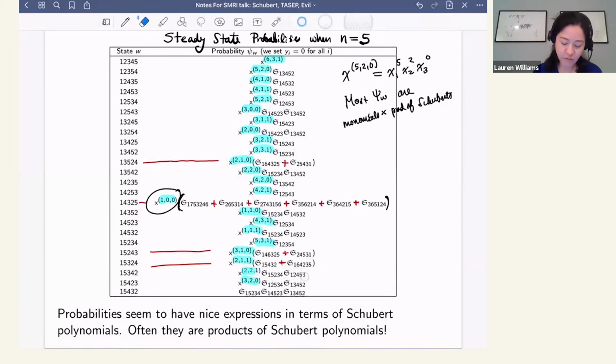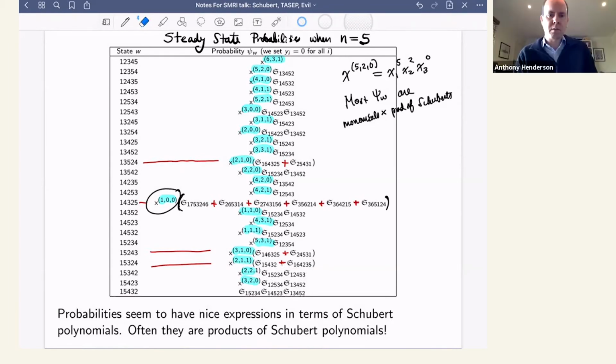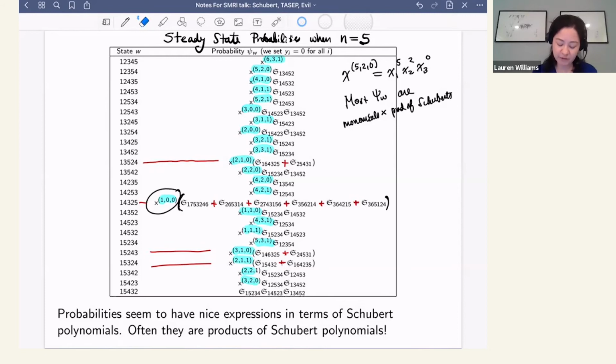So what we were doing when we first looked at this data was noticing that many states looked like monomials times products of Schuberts. And so what we first tried to do is factor out the largest monomial. Then we try to see, is the resulting quantity a product of Schubert polynomials? If so, write it as a product of Schubert polynomials. Otherwise, write it as a sum of Schuberts. Yeah, hopefully that was clear. That was a good question. Thanks.